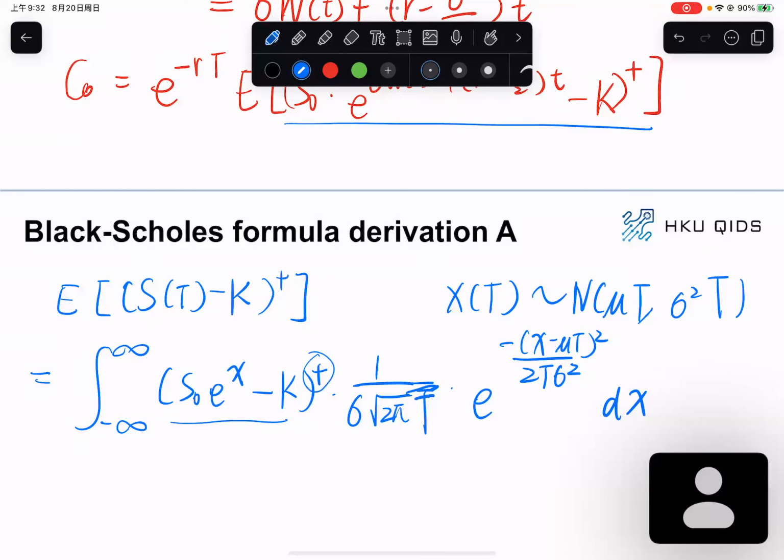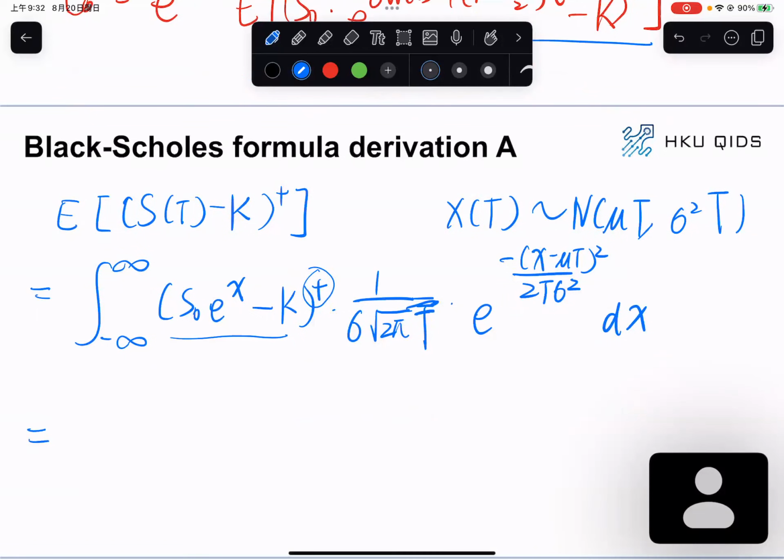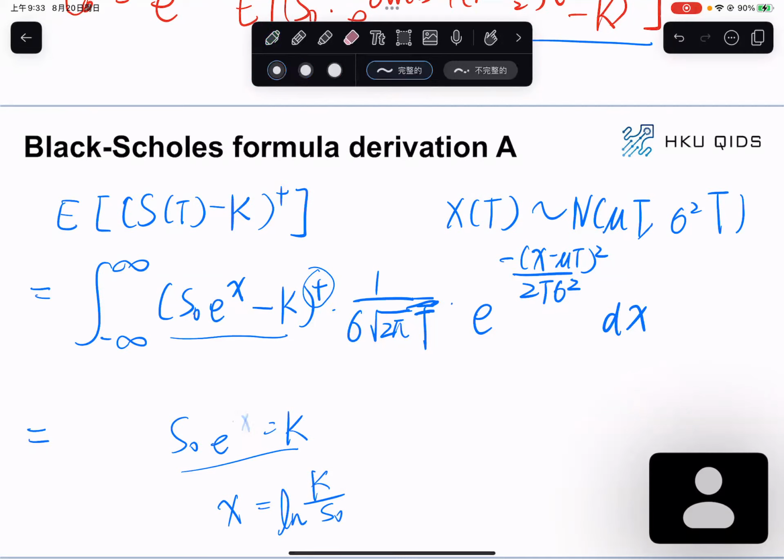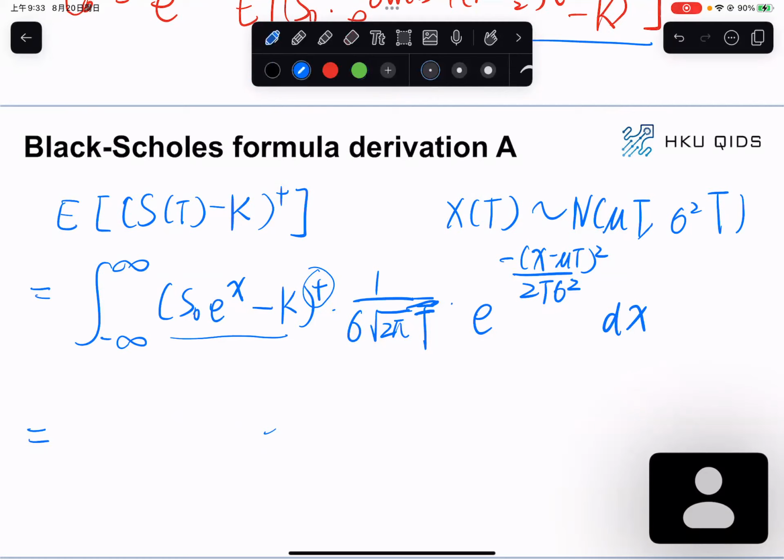And we know this can only be positive, so we can only consider the place where S0 e^x is equal to K. And this, we can have x is going to be equal to log of K divided by S0, right? So now the new equation just becomes the integral from log K over S0 to positive infinity. And then we can remove this positive sign, right? And it will become S0 e^x.